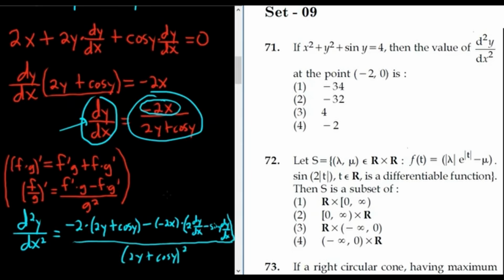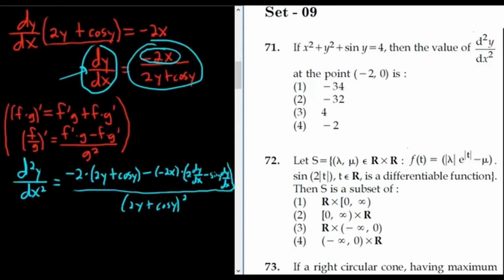Okay, so we need to plug in the numbers now. The numbers here were negative 2 and 0. First note that we're going to need dy dx at negative 2, 0, because there are dy dx's down here. So x is negative 2 and y is 0. So it's negative 2 over 0 plus cosine 0. Cosine 0 is 1, so the denominator is just 1, and dy dx is negative 2 times negative 2, which is 4. So dy dx is 4.